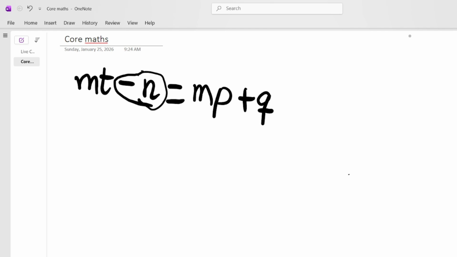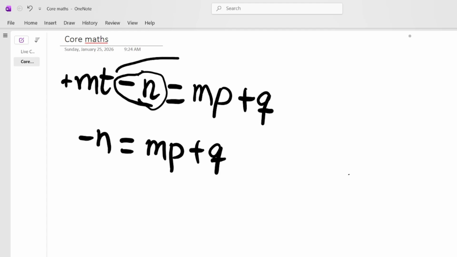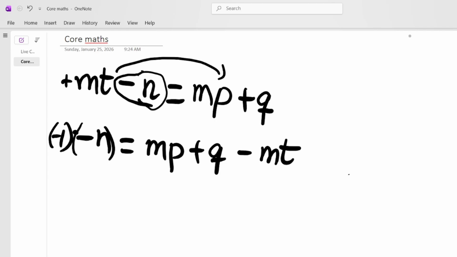So you need to move mt to the other side. So we have negative n here will be equal to mp plus q. Positive mt will go to the other side to become negative mt. We are moving them together because they are one term on its own, a whole term on its own. Now after you do this, you have to make sure that you divide by -1 so that you cancel the negative, or multiply through by -1, whichever you prefer. If you multiply all these terms by -1 as well, right?